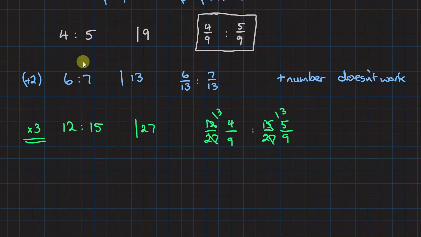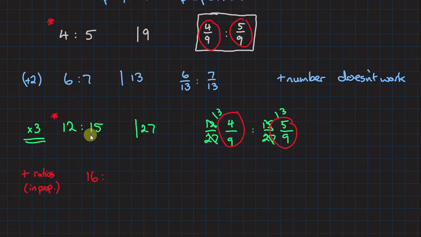There's one more weird one. These two are in proportion. As long as they have common proportions, all those proportions are the same, we can do something a little bit weird. What I can do is I can add the two ratios that are in proportion. They're describing the same amount. So 4 and 12 is 16. 5 and 15 is 20. Total is 36. Let's check the fraction.